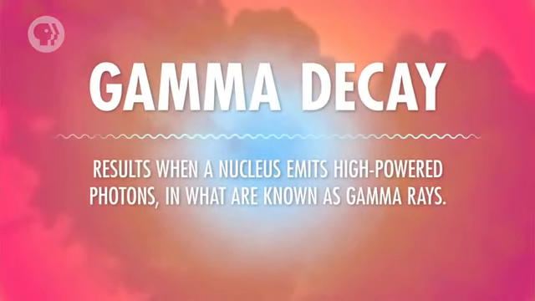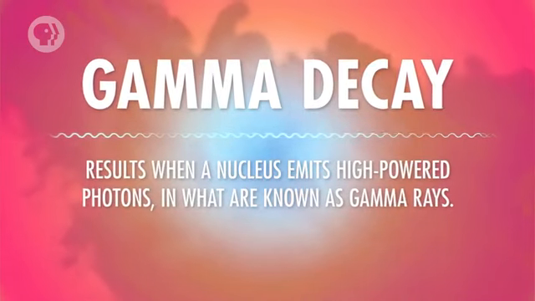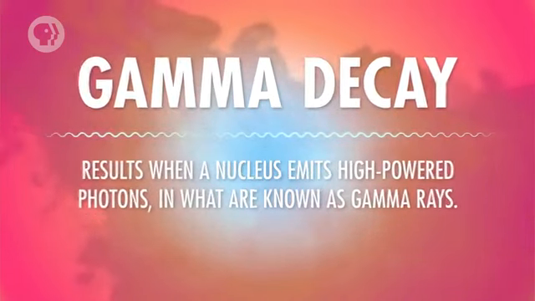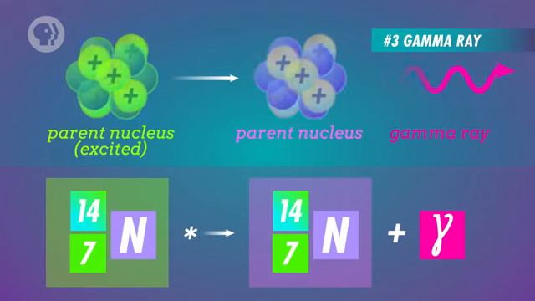The third kind of decay is gamma decay, which is what results when a nucleus emits high-powered photons in what are known as gamma rays. This kind of decay usually occurs when a nucleus is in an excited state, which can happen because the nucleus is decaying from a larger form, or because it collided with a high-energy particle, among other reasons. But the point is, when a nucleus is excited, it wants to transition into a lower energy state, which it can do by releasing a photon.